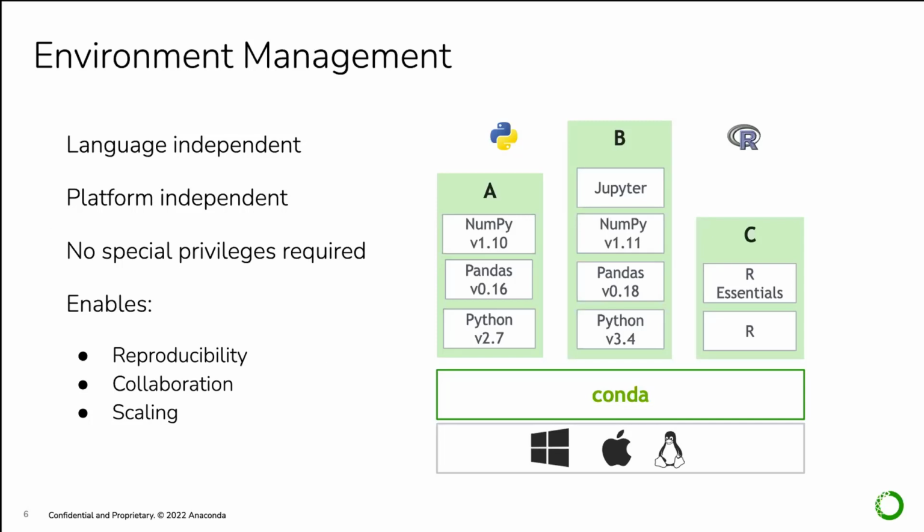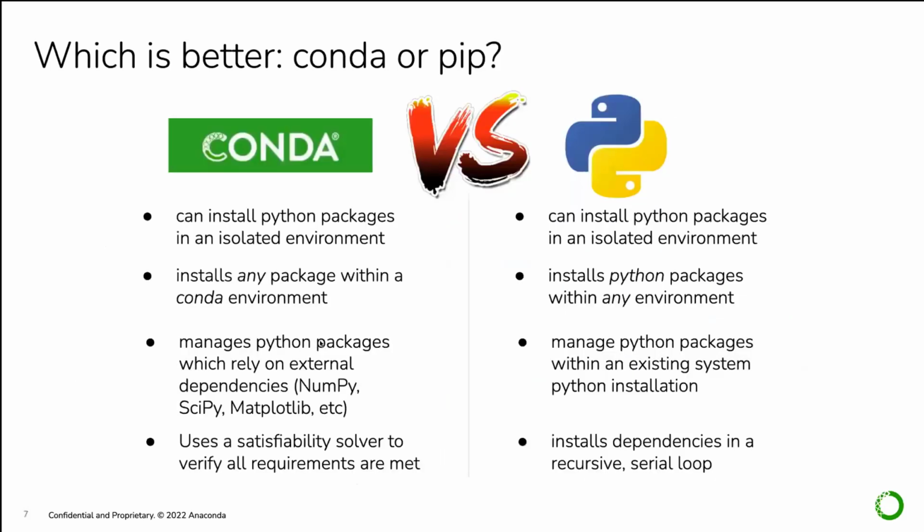So this invariably brings about a question: okay, this sounds great, but what about pip? So Conda versus pip, which is better? And of course, that's a bit of a clickbait question because ultimately Conda and pip serve different purposes. They directly compete in a small set of tasks, primarily this first one, where they both can do certain things. They can install Python packages in isolated environments.